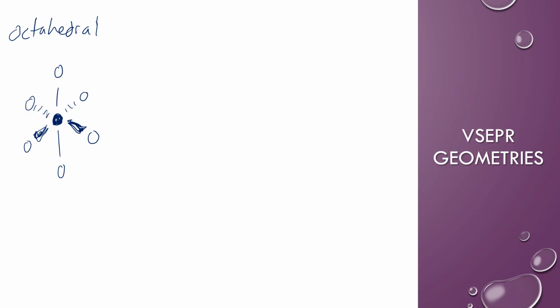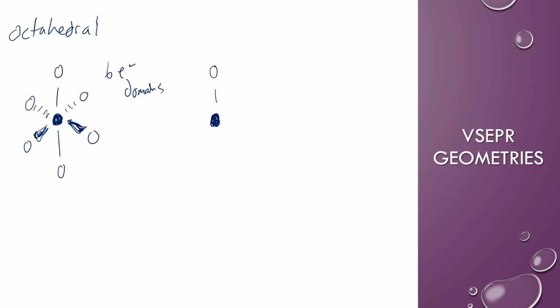There's one other VSEPR geometry that becomes possible with expanded octets, and that is octahedral. In octahedral, you have your center atom, you have 2 axial atoms, and you have 4 equatorial, like this. And so you have 6 electron domains. If all 6 of those are atoms, then the molecular geometry is the same as the electron domain geometry, which is octahedral.